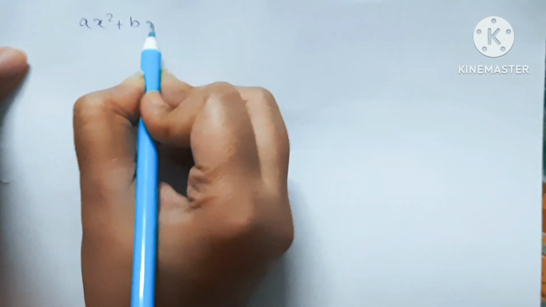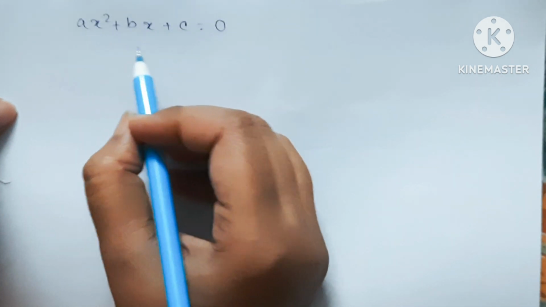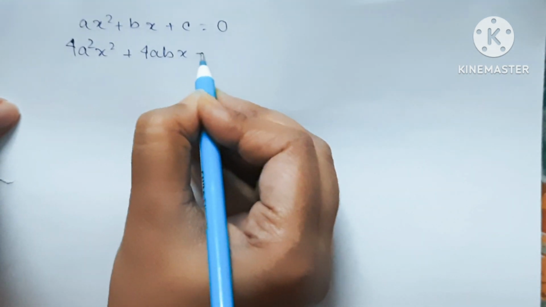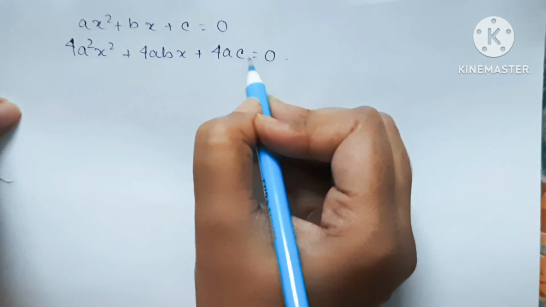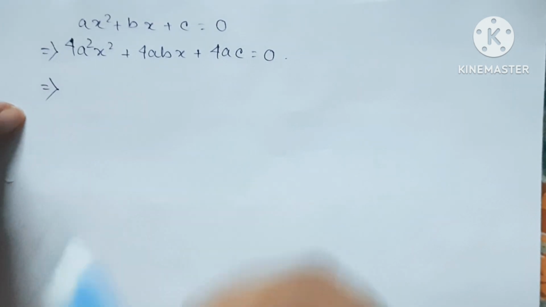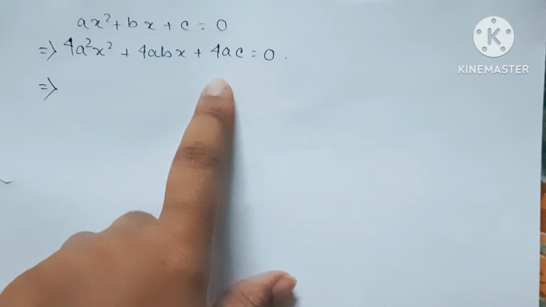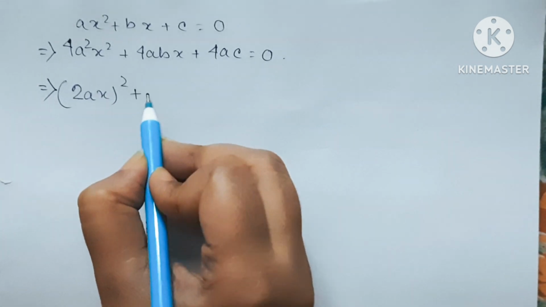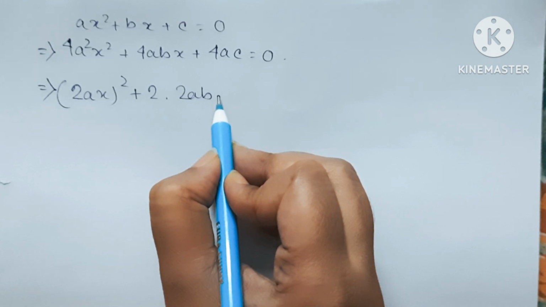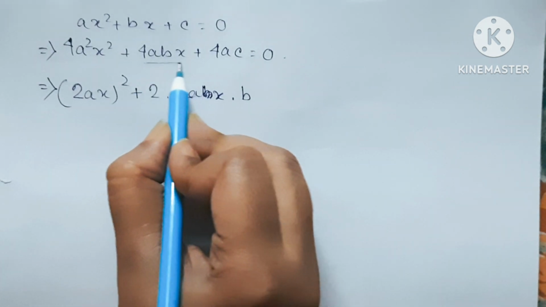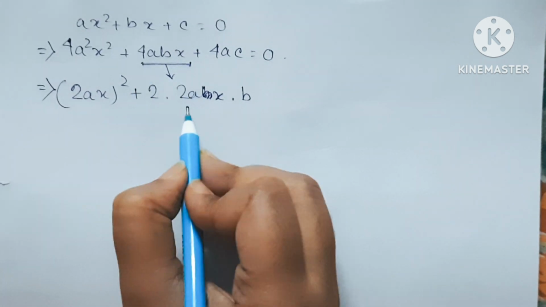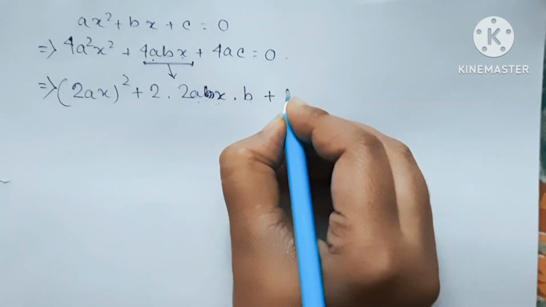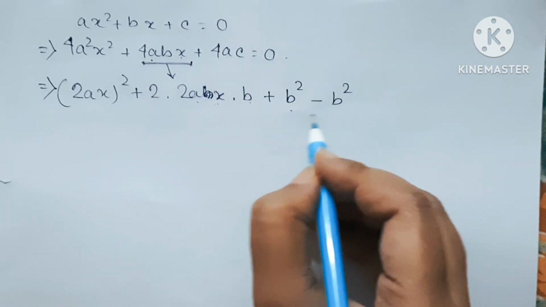See, ax square plus bx plus c equal to 0. Now we are multiplying by 4a: 4a square x square plus 4abx plus 4ac equal to 0. If you multiply 0 by 4a, you will get 0. Okay. So here I have multiplied by 4a on both sides. Okay. Now next, you can write it as 2ax square plus 2 into 2ax into b. For this one you can write like this, 2 into 2 means 4, a x, we are taking these two things together, and b here, okay, plus b square minus b square. Okay, we added this term, so we subtracted the same term.